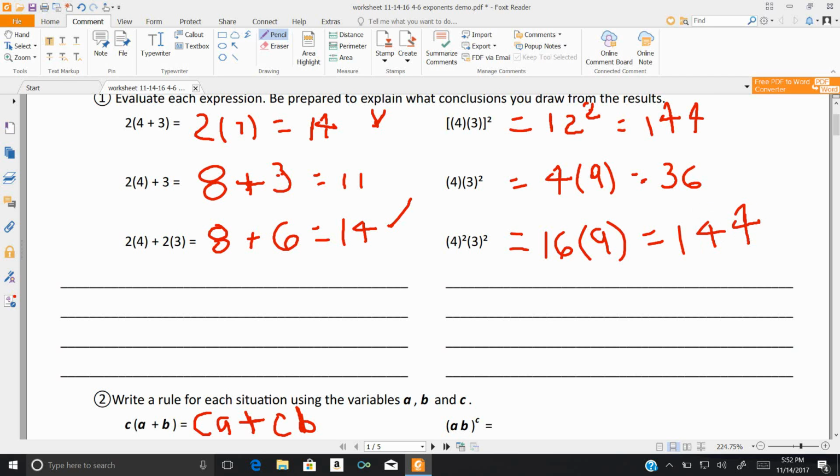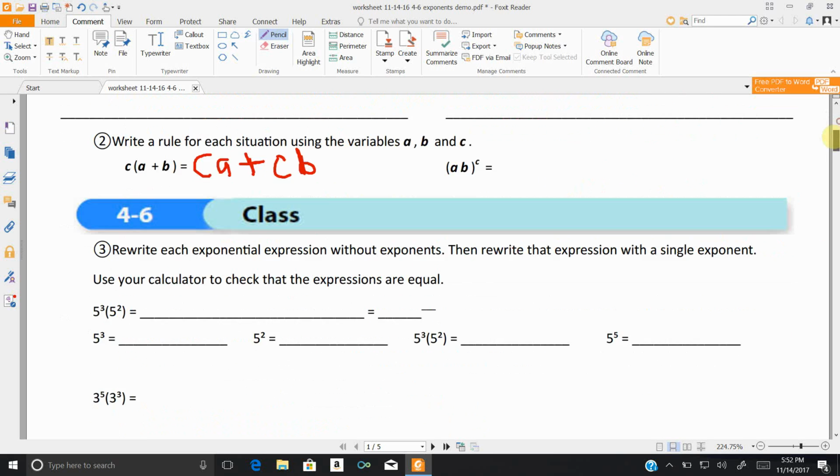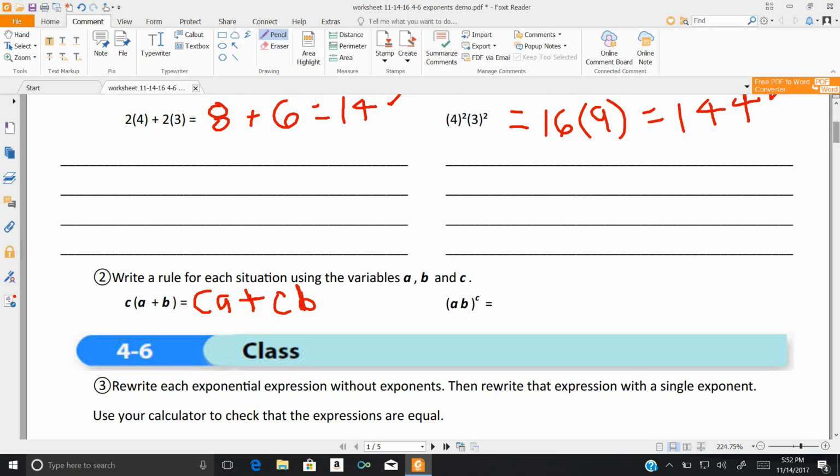So we can write that in terms of our rules. Once again, we notice this one and this one give us the same answer. So we can multiply first and then square it, or we can square both of them first and then multiply. We get the same answer. And we write that with our rule in this way: A times B to the C equals A to the C times B to the C.